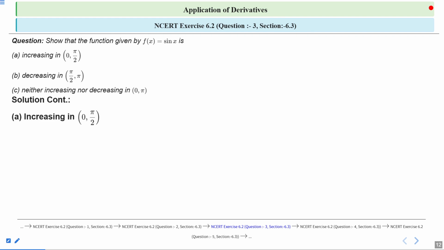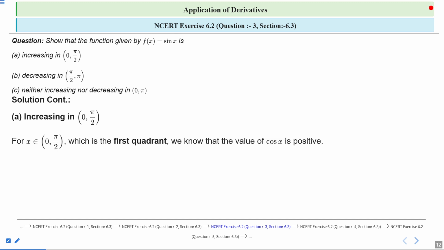For part A, increasing in 0 to pi by 2, let us see. For x belongs to 0 to pi by 2, which is in the first quadrant, we know that the value of cos x is positive, right? In the first quadrant, cos x is positive. Therefore, cos x is greater than 0.